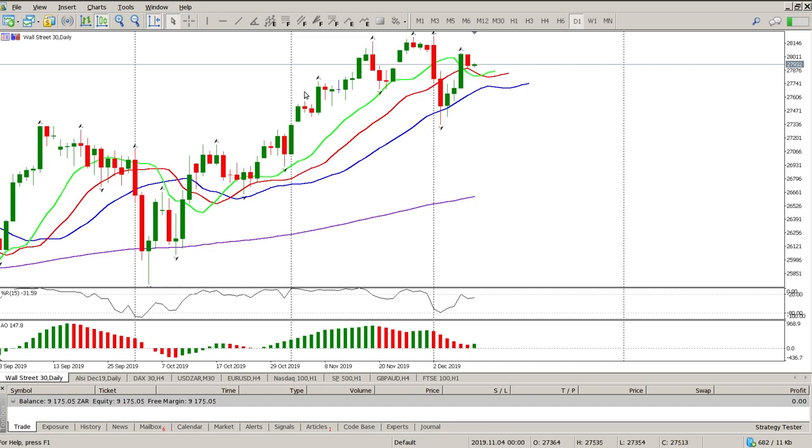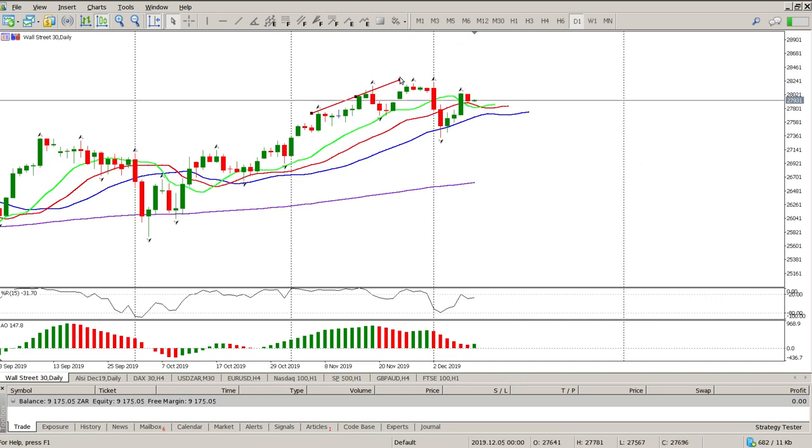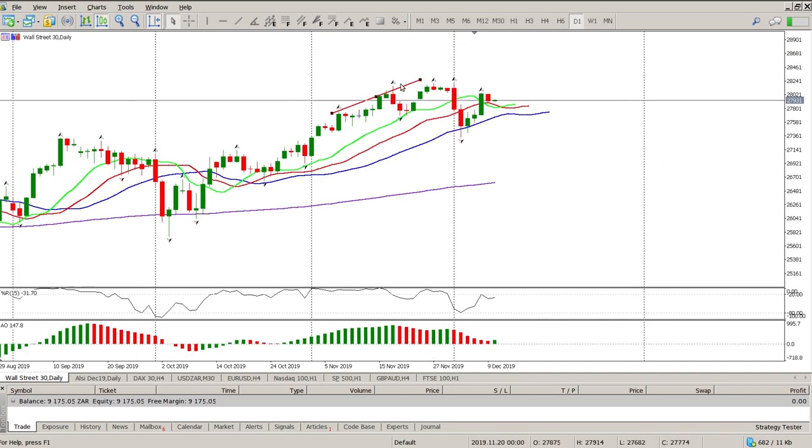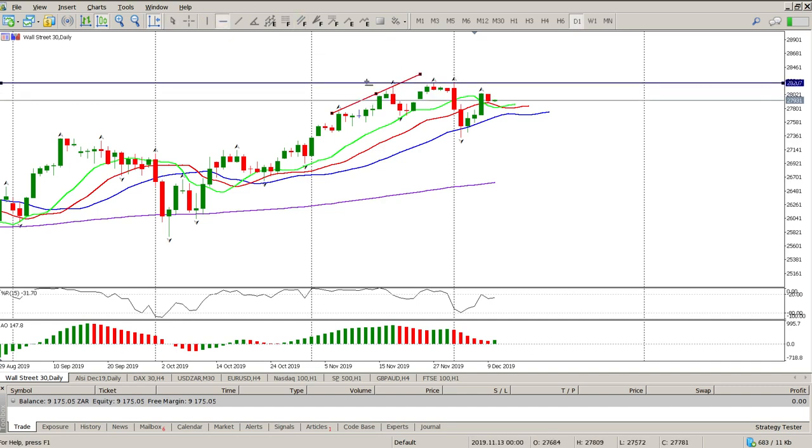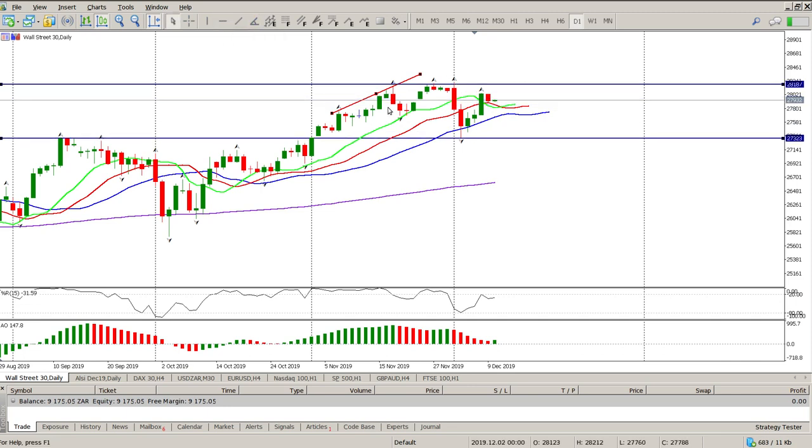So looking at the Dow, there's a couple of things we need to look at here. The first thing is we're on the daily, and we have this trend. Then we pretty much went sideways, and now we are sort of going down. So this could be looking at a rounding top at the moment.